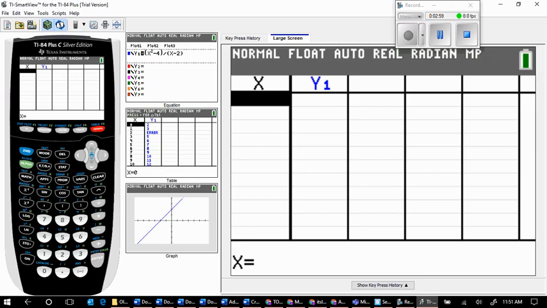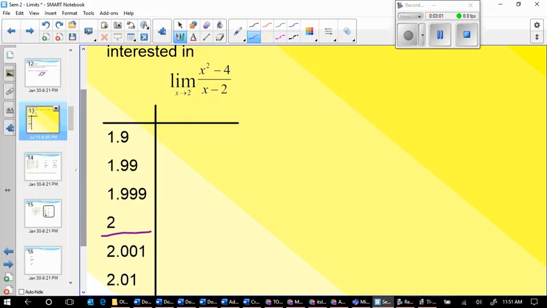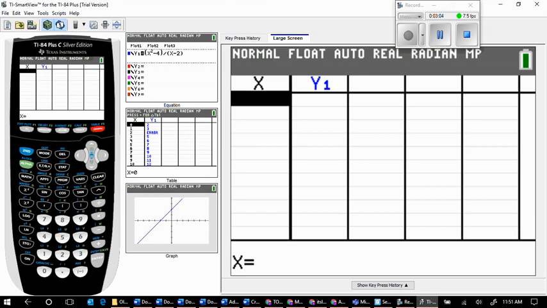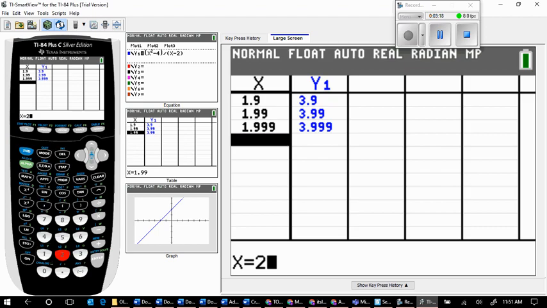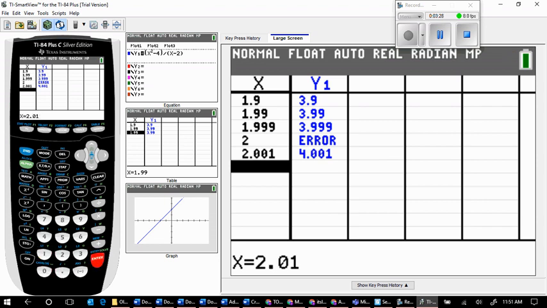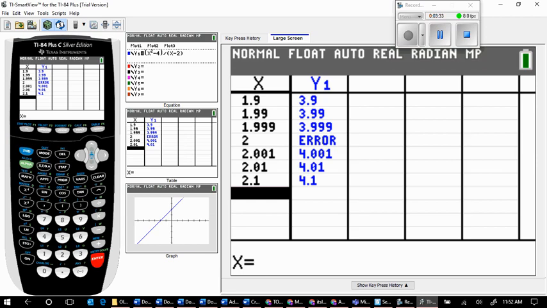Earlier we chose 1.9 and then 1.99, progressively closer. So I'm going to type 1.9 for the first one, 1.99, 1.999, and then 2, and it's giving me the appropriate y values that go with those. On the other end, we had 2.001, 2.01, and 2.1.